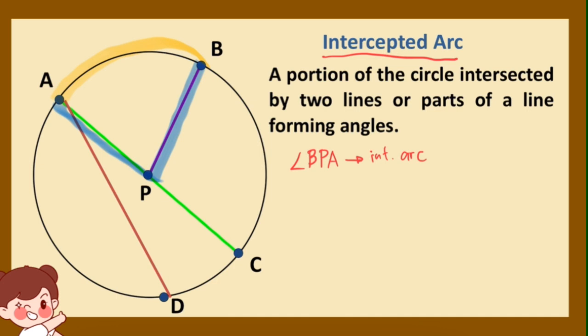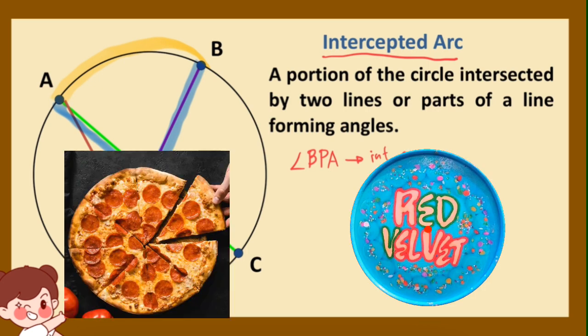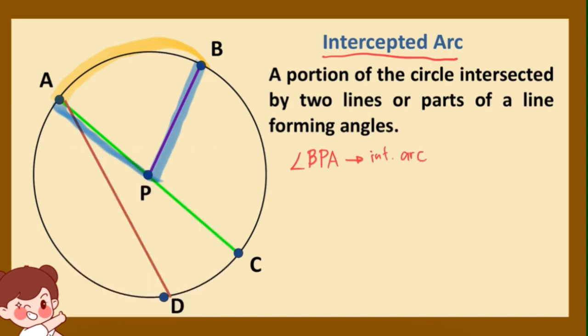You may imagine it like a pizza. If you cut a pizza, you have your angle as the sides of the slice, and the crust is going to be its intercepted arc. That's how pizzas work, right? It's impossible for you to cut a pizza and then the crust will be on the other side. It's not the crust of the same pizza. Remember that. So the intercepted arc here is basically arc AB.